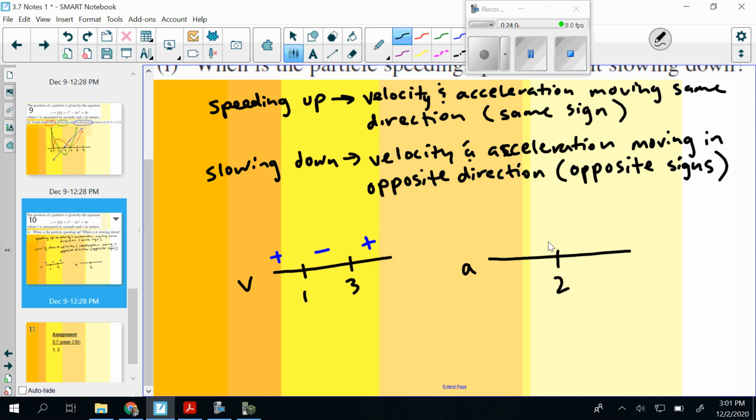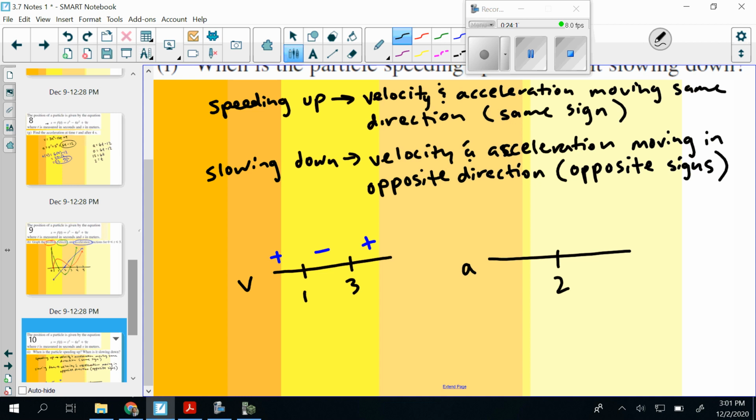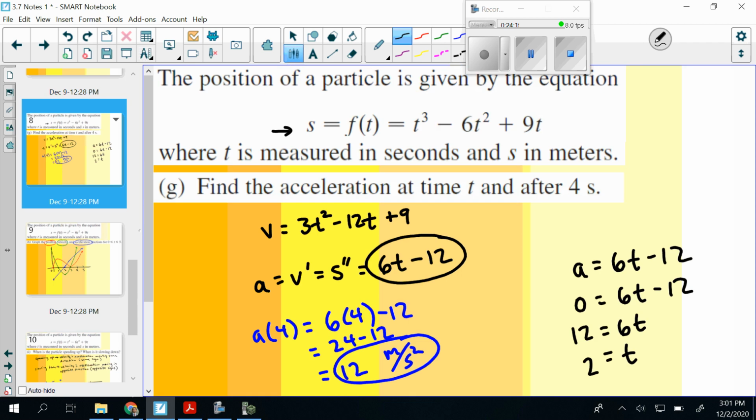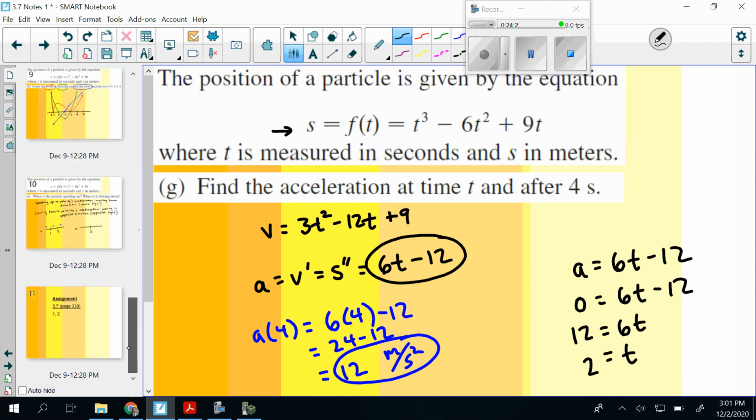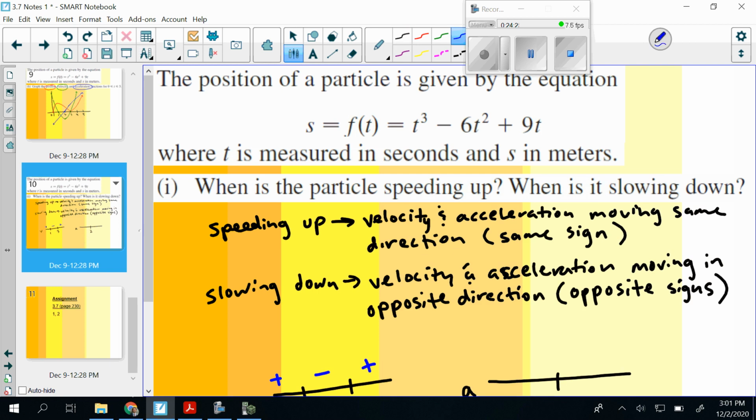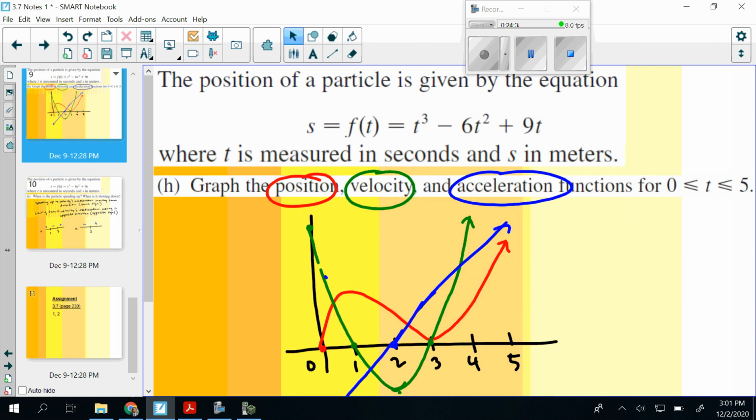So what is it when we're bigger than 2? When our time is bigger than 2 seconds and less than 2 seconds, what kind do we get? Well, we already found what the acceleration was at a time of 4. That came out to be positive 12. So when we're bigger than 2, we know it comes out to be positive. What about if we picked something less, like 1? Well, if you put 1 in there, you're going to get negative 6. So when you're less than that, it comes out negative. We can also see that from our graph here. When we're less than 2, we got negative points there.